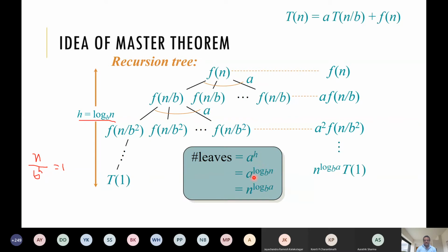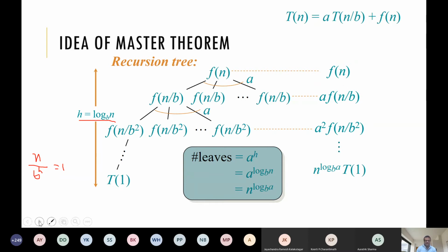So a to the power h, where h is log n base b, is nothing but this term that we are referring to as n to the power log a base b. So this is the cost in the down level. So this is the number of leaves. If we sum it up, that is the cost in this level. Now the total cost is the sum of all this.